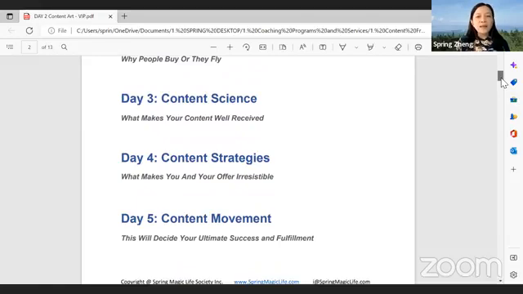Day 3 is content science. Day 4 is about content strategies. And day 5 is content movement. The 5 days will help you step by step get into the mastery of your content creation and also your presence. People say, oh, it's so challenging for me to find my ideal clients. But here we do not let you find your ideal clients. Instead, let your ideal clients, your ideal audience, find you.